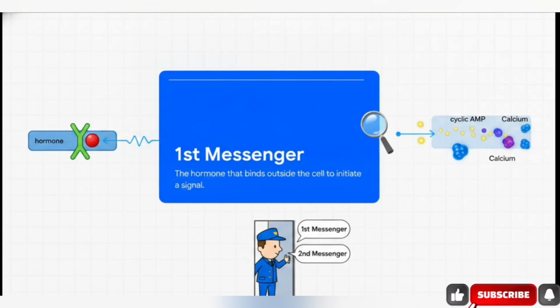Actually, before moving forward, let's clear up a basic definition so you don't get confused later. The hormone itself, that is simply the first messenger. It's literally the postman knocking on the door. It binds to the receptor on the outside.